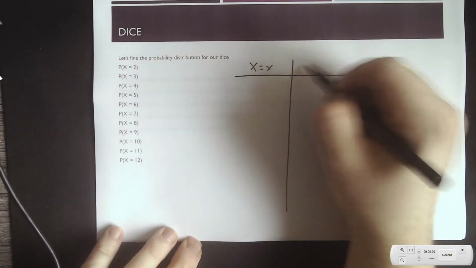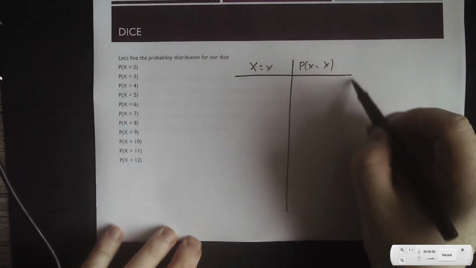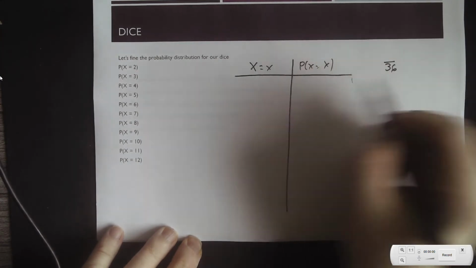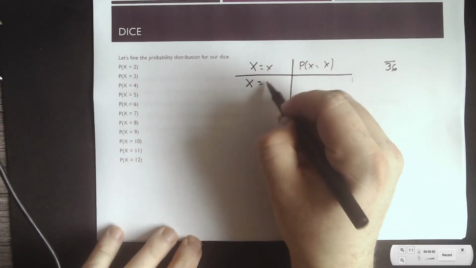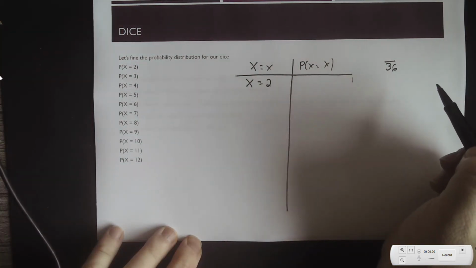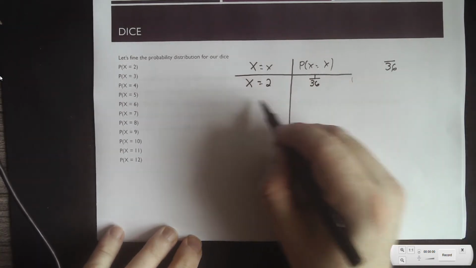You get x equals x, probability of x equals x. So remember when it comes to dice rolls that everything has to be out of 36 because it's 6 times 6. So we get x equals 2. And how many ways can you roll a 2? Well, a 1 and a 1, so we get 1 out of 36. Now you're going to see a pattern start to emerge here.